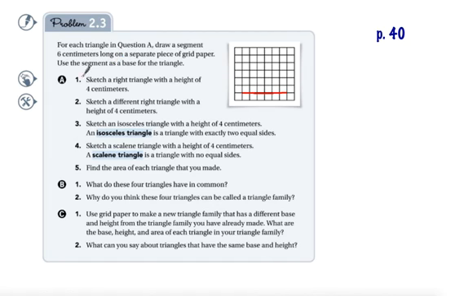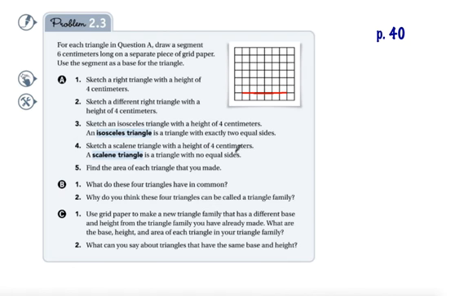So number 1 here mentions sketch a right triangle with a height of 4. So you're going to start out with your 6, figure out your height of 4, and then create that triangle. Then you're going to go on to number 2. You're going to sketch a different right triangle with a height of 4 centimeters. Keep in mind that base still needs to be 6.